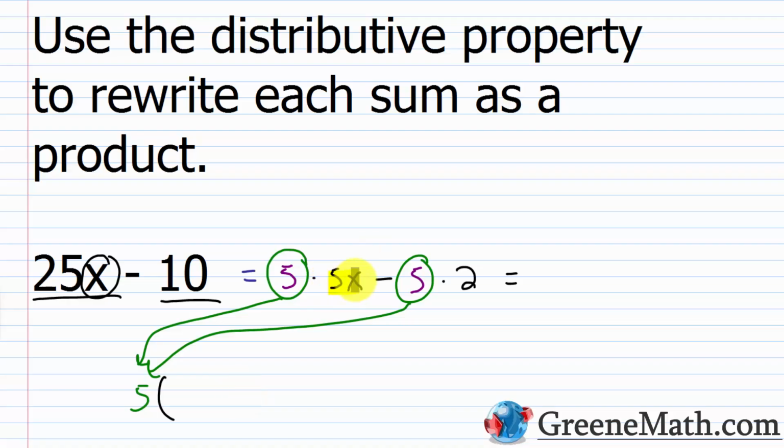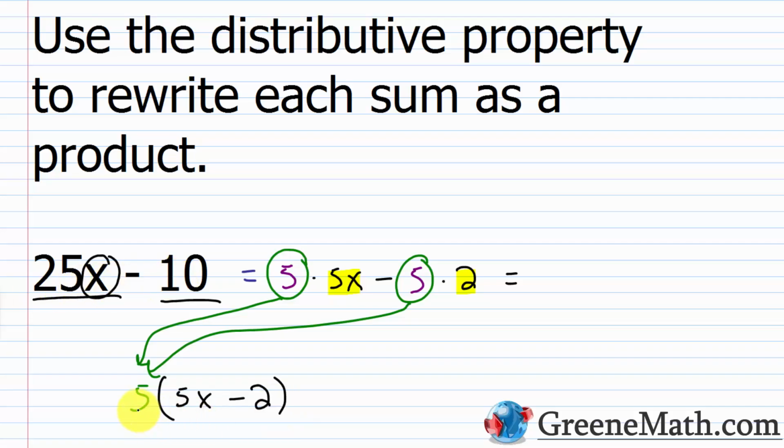So here it would be 5x, right? So I'm going to write 5x here, and then minus. Here I would just have 2. So put the 2 there. So we have 5 multiplied by the quantity 5x minus 2. That is the factored form of 25x minus 10.